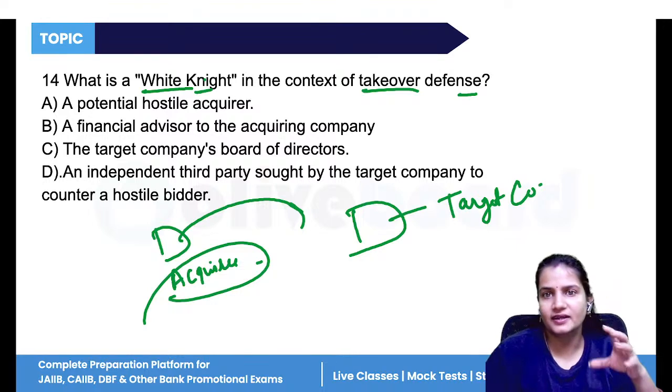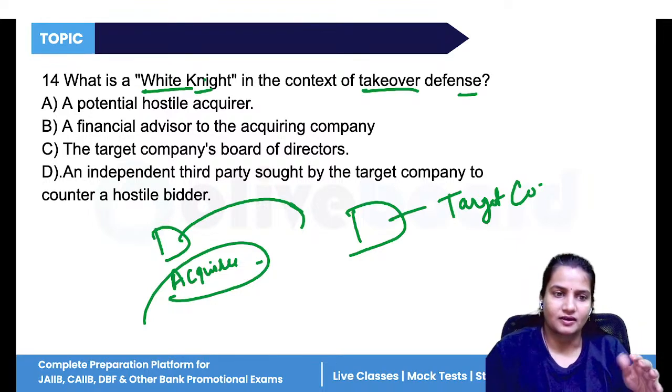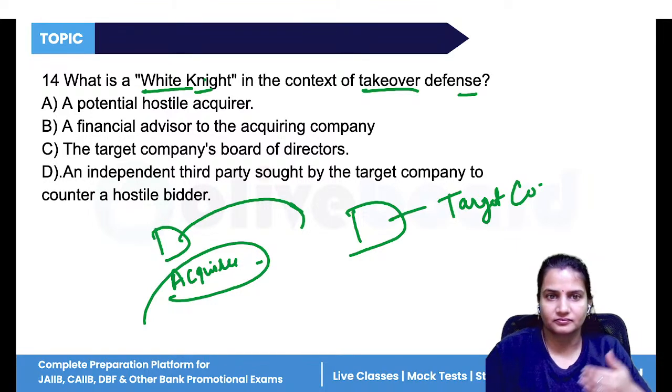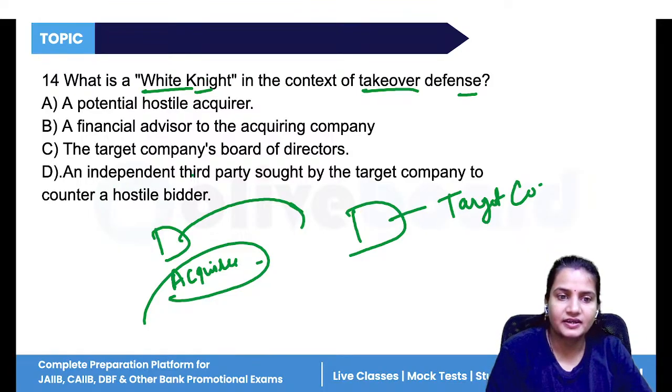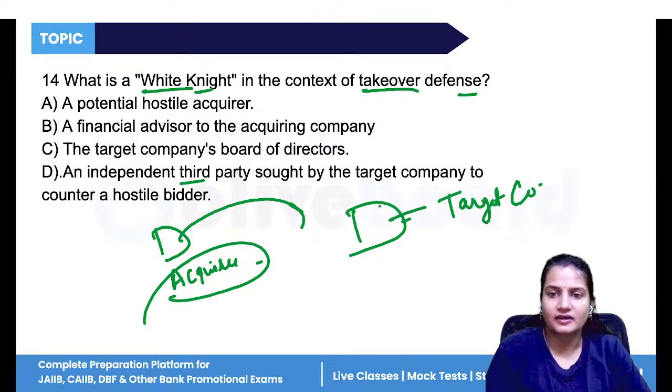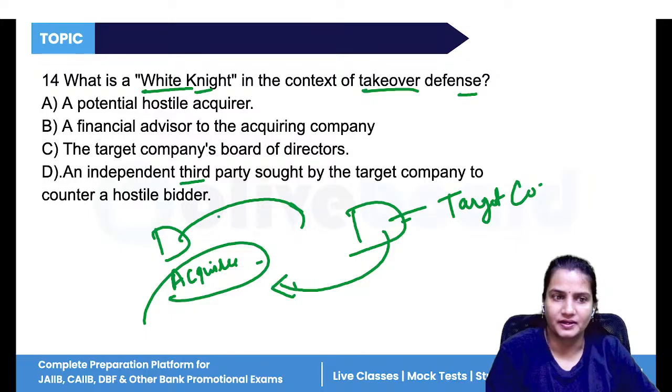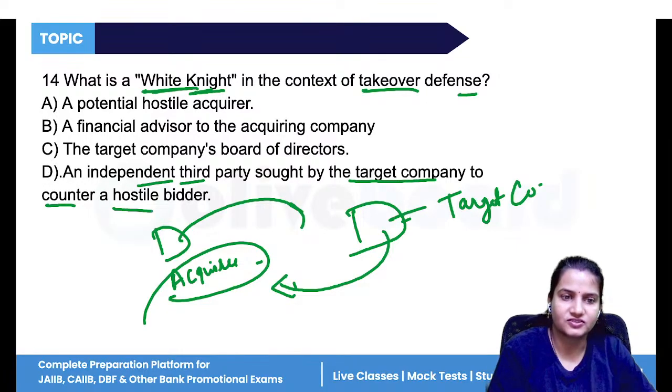So, a white knight is a type of person, or we can say an independent third party, that helps the target company so that the target company does not get acquired by the acquiring company. So a white knight helps the target company. So it is an independent party sought by the target company to counter a hostile bidder.